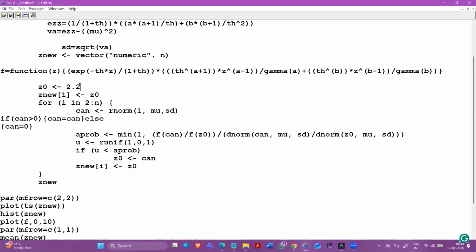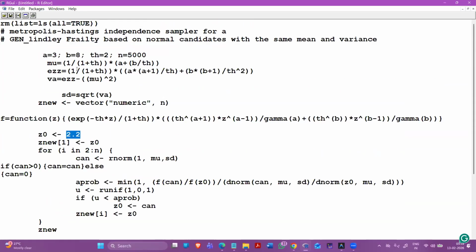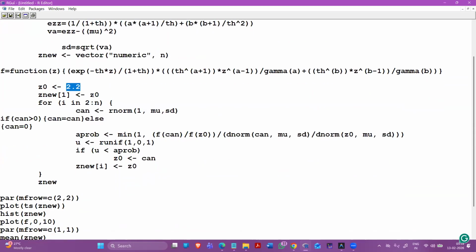For positive values of theta, alpha, and beta, all are positive, so the PDF will be positive only. So what I am going to do is say the first value of Z new should be Z naught. Then I am going to start my for loop from 2 to n, because the first value I am already assigning, that is my Z naught.